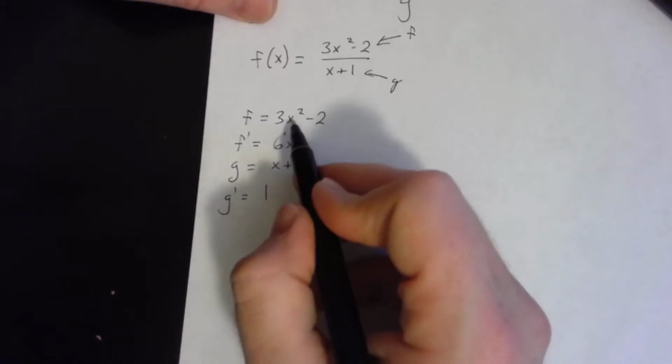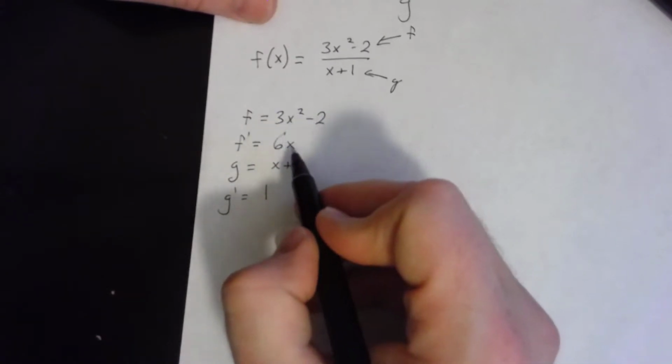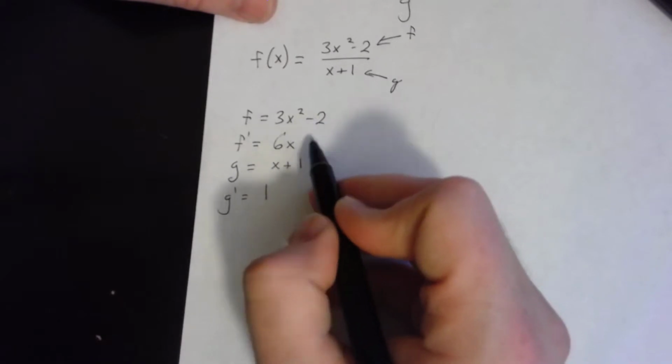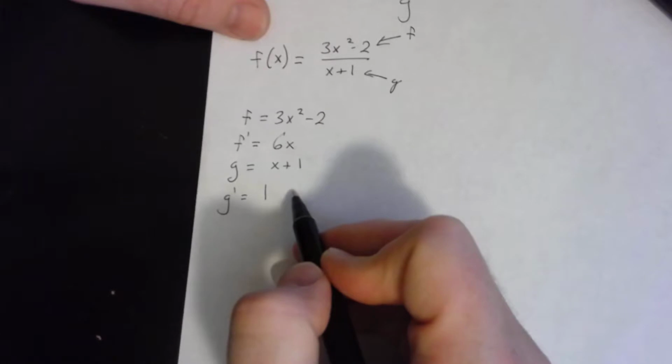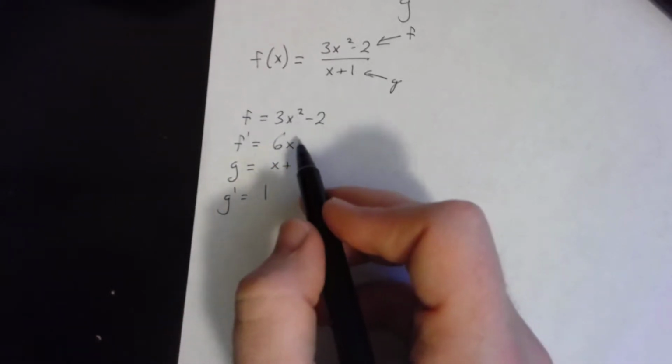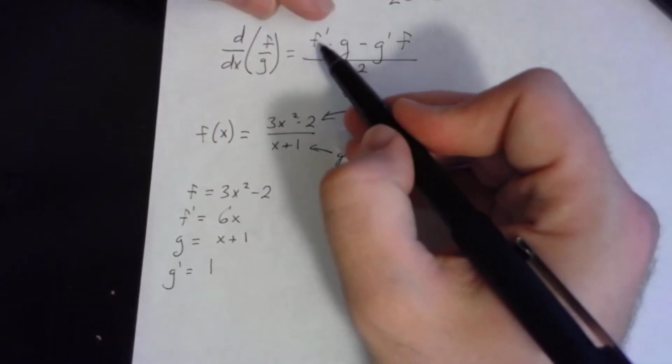Again, the derivative of 3x squared is, bring down the 2, 3 times 2 is 6, and then x to the power of 2 minus 1, which is just a power of 1. The derivative of any constant goes to 0. Derivative of x is 1. And the derivative of 1 is 0. So here is all the pieces I need to plug into this formula.